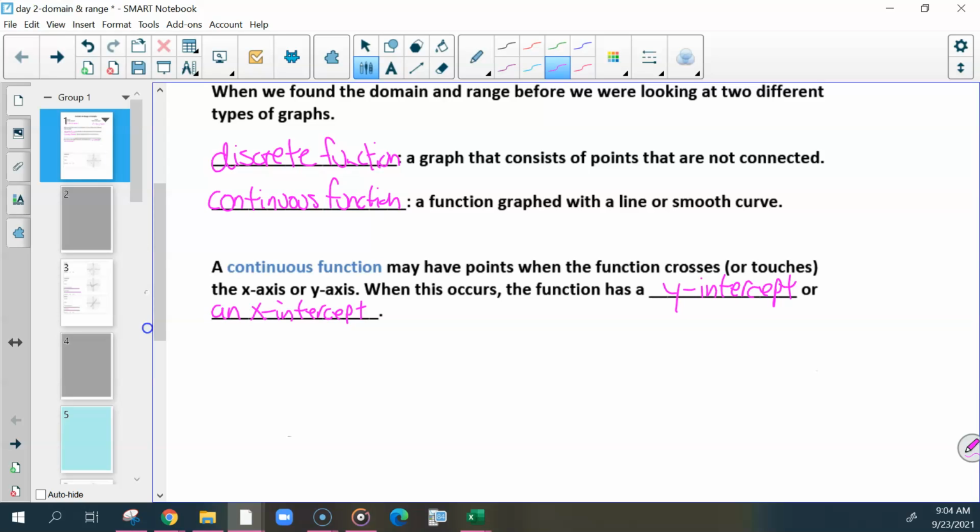The next portion you see is not on mine because I whited it out, but the missing blanks are, sorry. When a graph has an x-intercept, this is also known as a zero, and the second blank is also a zero. So that's just saying zero, solution, x-intercepts, those are all interchangeable words that all mean the same thing.